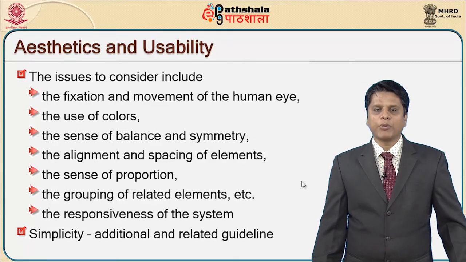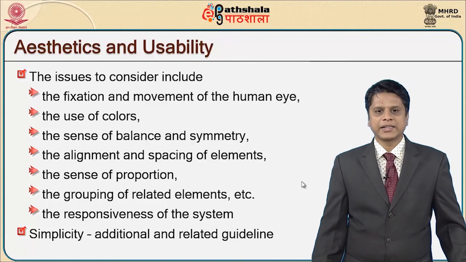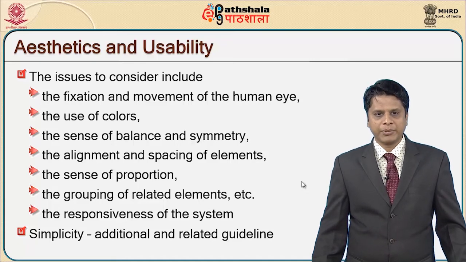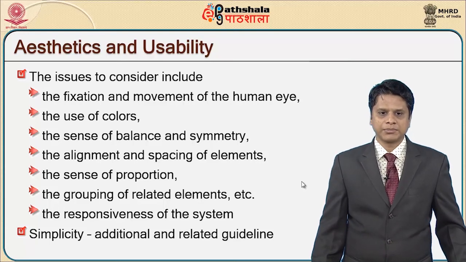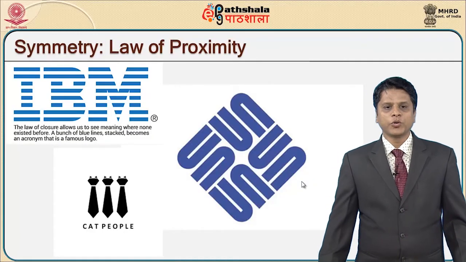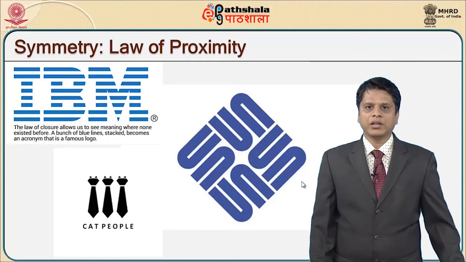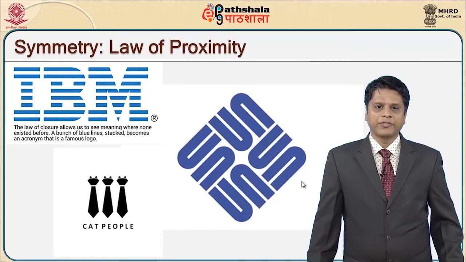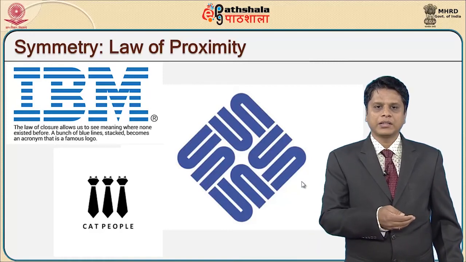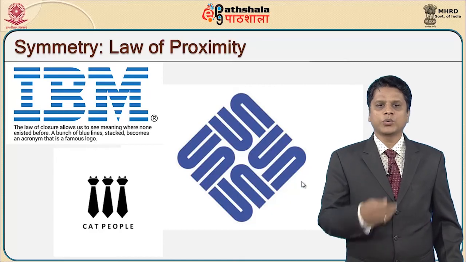The issues that we are about to consider when we do the aesthetics include the fixation and movement of the human eye, the use of colors that we provide on the forms, the sense of balance and symmetry, the alignment and spacing of elements, sense of proportion, grouping of related elements, the responsiveness of the system, simplicity, and additional related guidelines. So if you look at these three common logos that you have seen, the first logo has horizontal lines given with appropriate spaces that make it a very good logo.